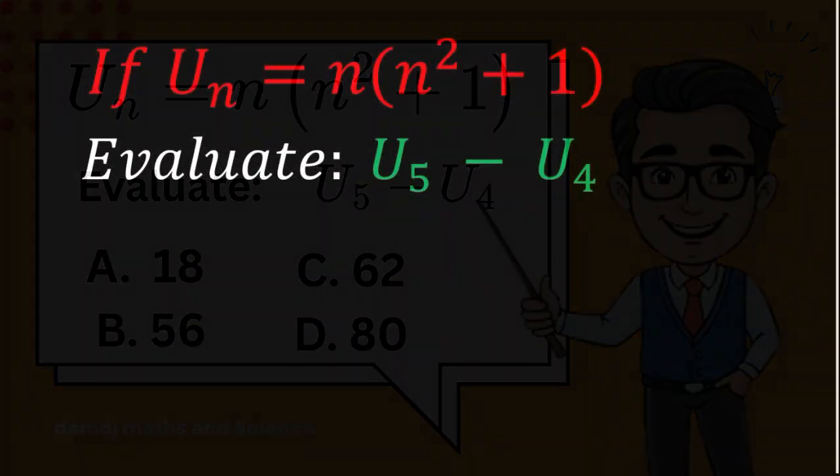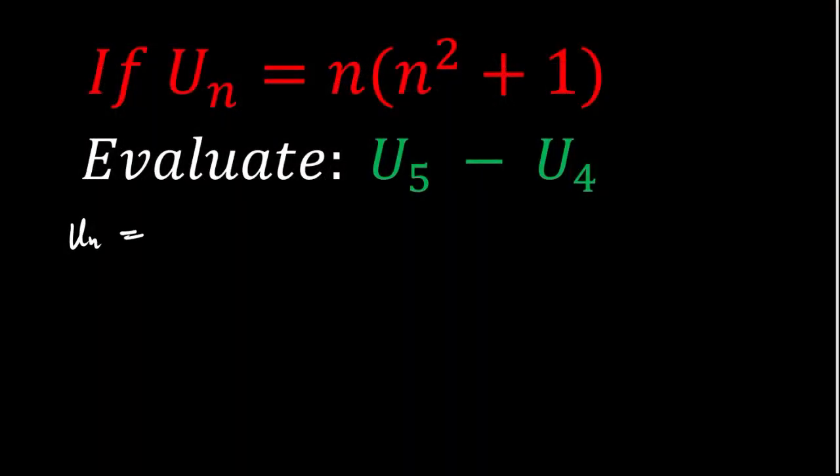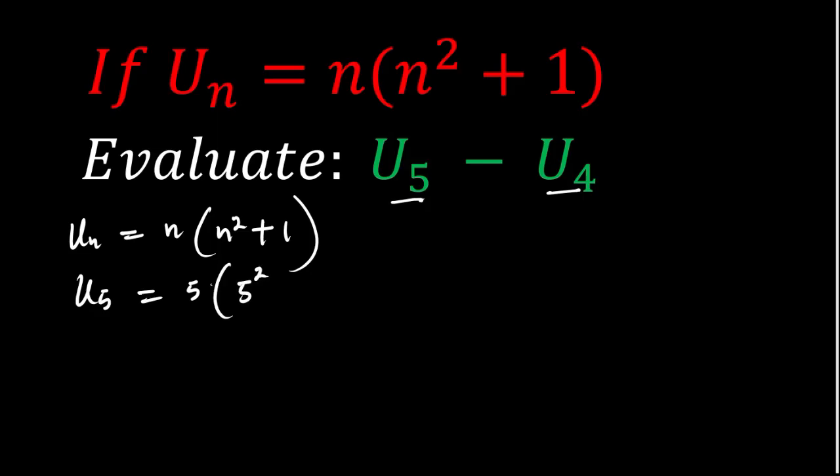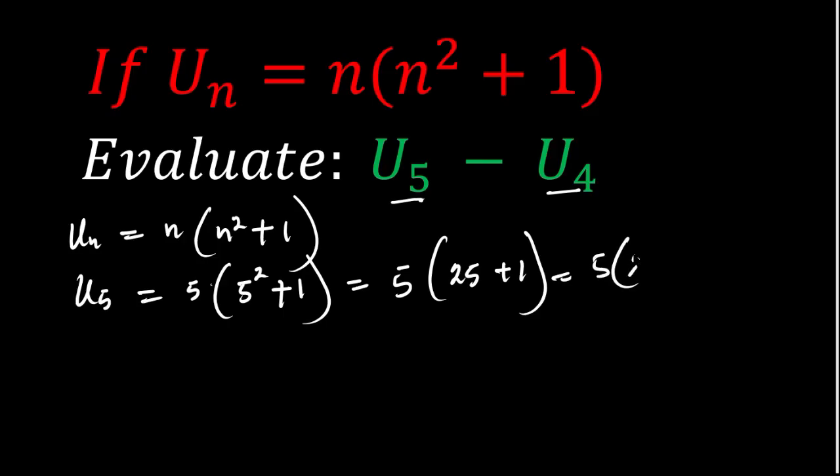Now, the nth term of the series is given as u of n is equal to n into n squared plus 1. Now we have to evaluate the fifth term and the fourth term. If u n is n into n squared plus 1, obviously my u5 will be the same thing as 5 into 5 raised to power 2 plus 1. What I've simply done is put 5 in everywhere I have an n. 5 raised to power 2, that will be 25, plus 1. That will be equal to 5 into 26, which is equal to 26 times 5, that's 130.